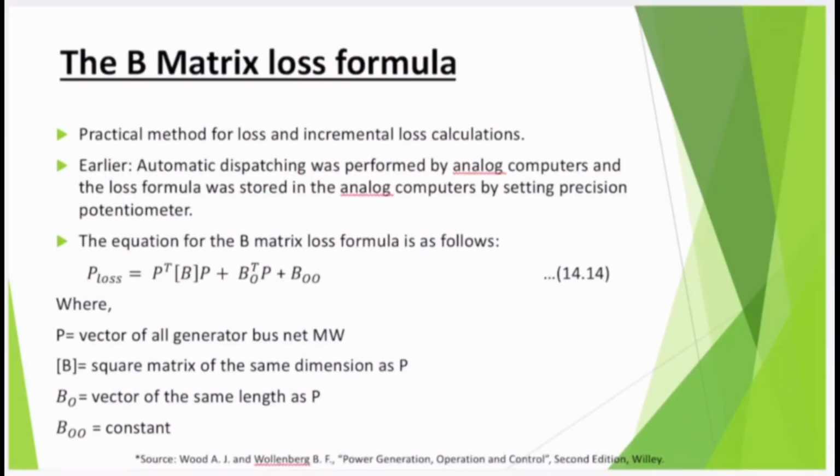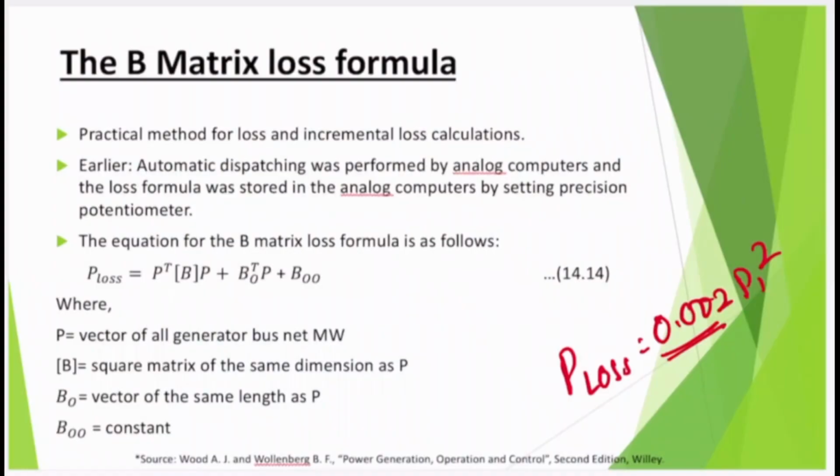If I say P loss is 0.002 P1 square, we all know P loss is dependent on P1. But how do I get those coefficients? How have I derived them? So for a given system, these coefficients can be determined. It is very, very old history, so let us understand how they have been obtained. This is known as the B matrix loss formula, because these coefficients are known as B coefficients.